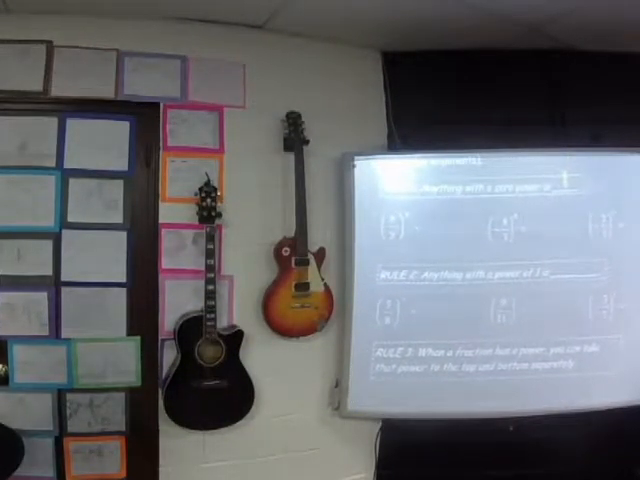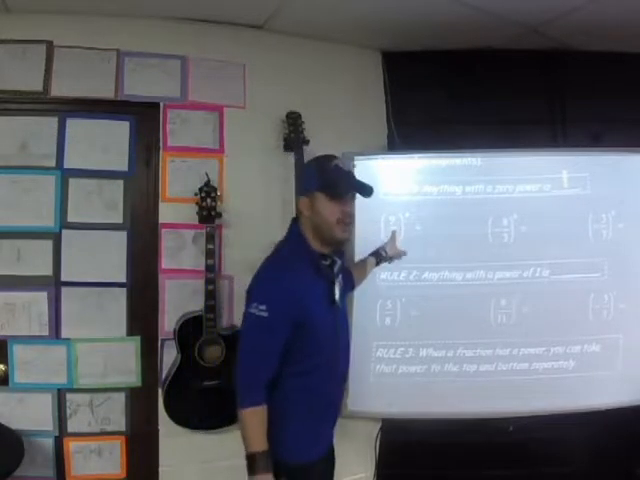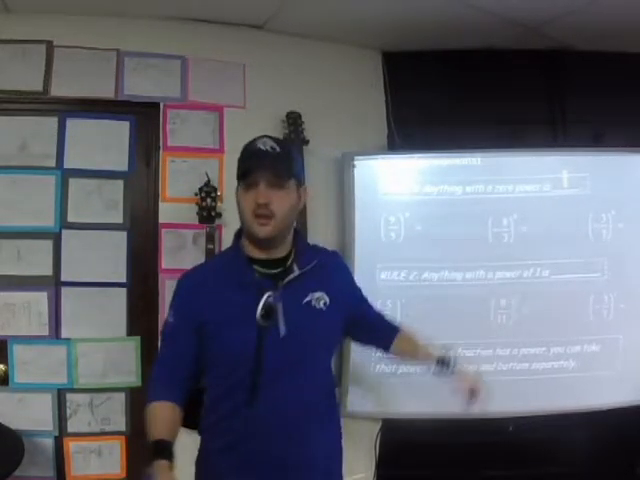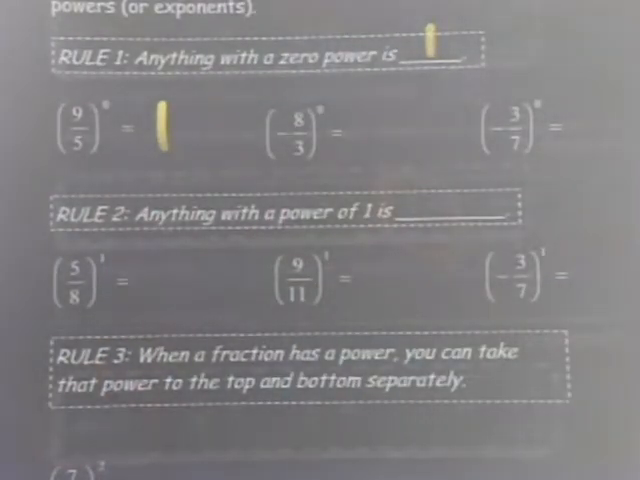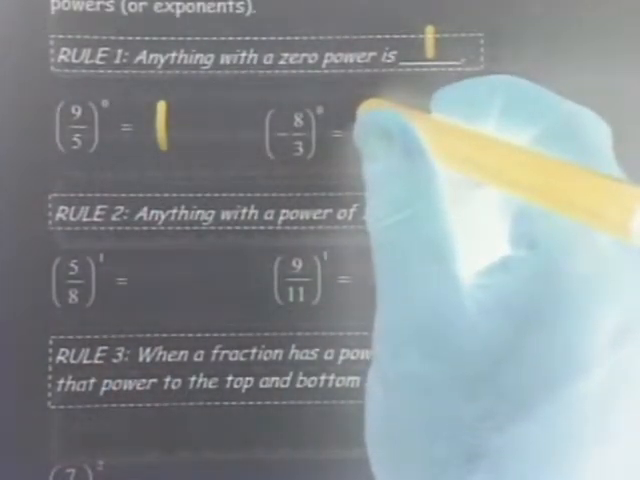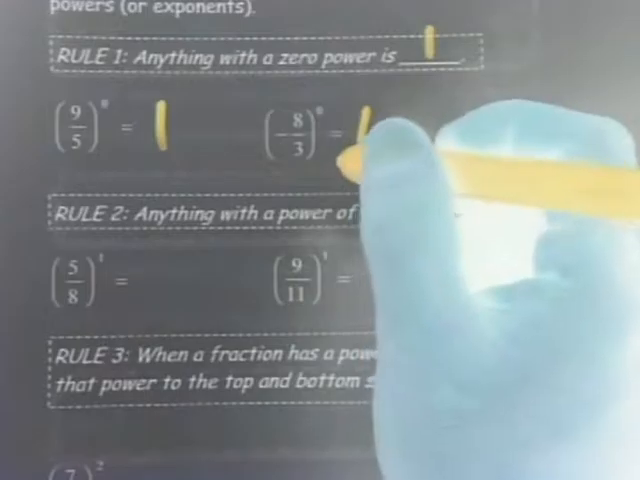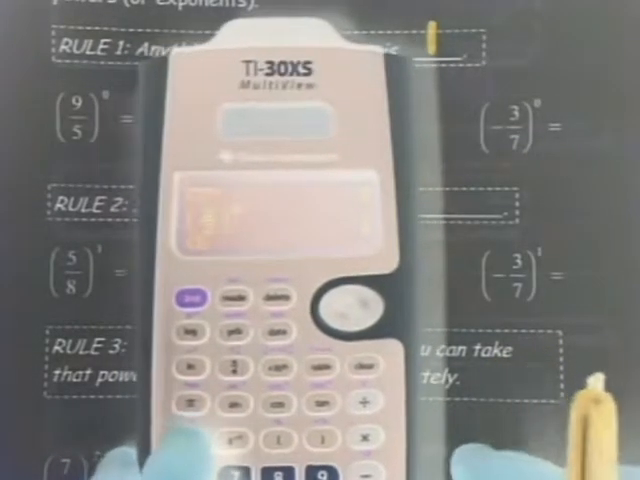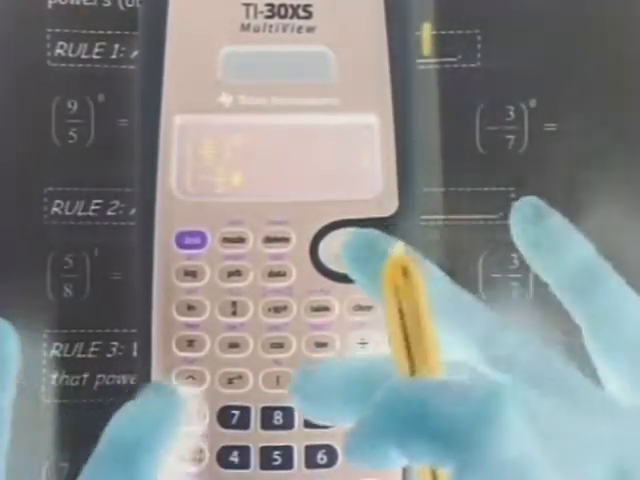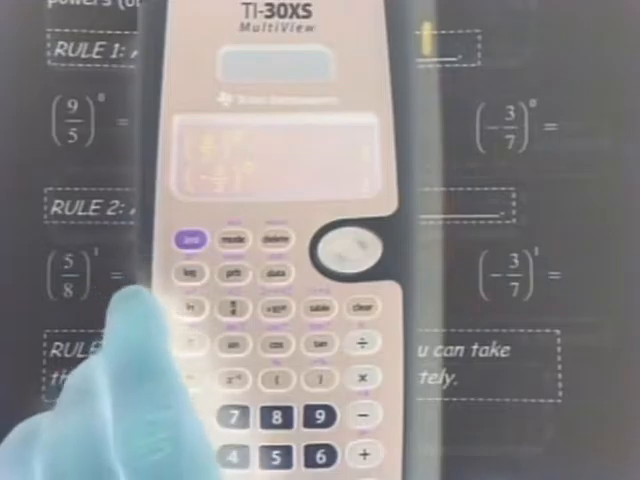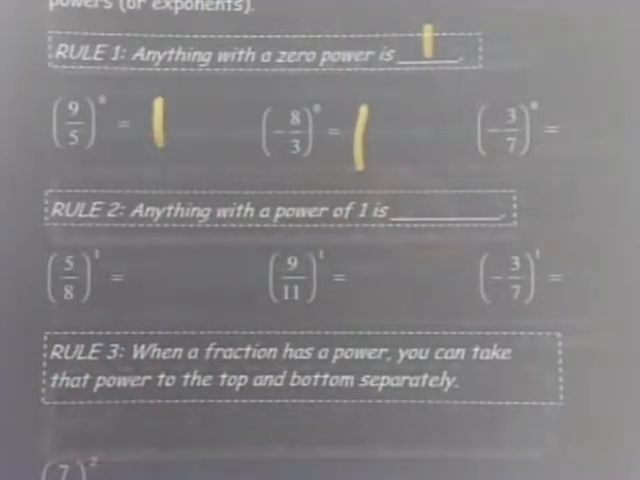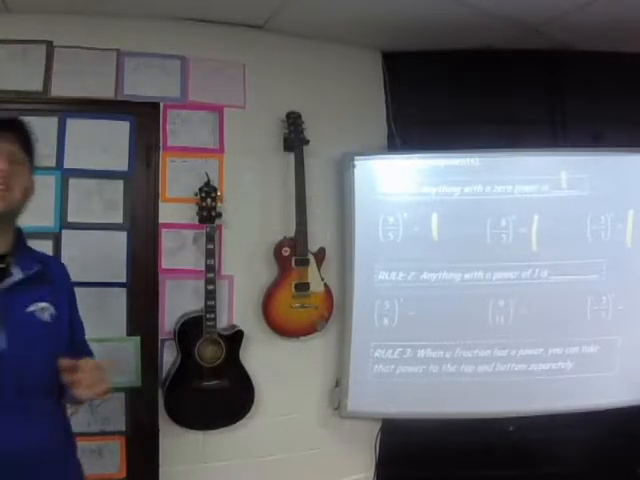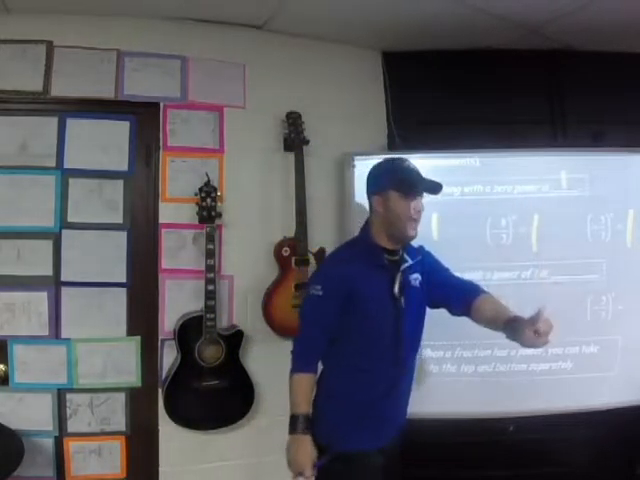So when you get something to the 0 power, what's this one? Negative 8 thirds to the 0 power. Not even a negative 1? It's 1. Negative numbers, positive numbers, anything to the 0. When you put it in your calculator, try it like this: negative 8 thirds to the 0 power. Still positive 1. And then negative 3/7 to the 0 power. Still positive 1. So anything to the 0 power is 1.